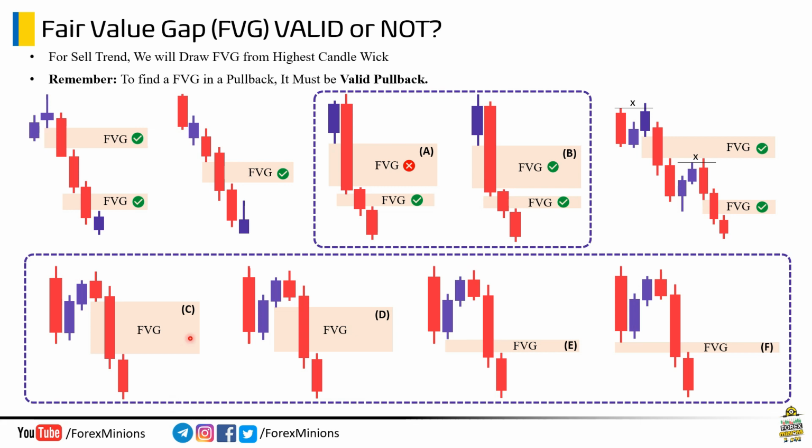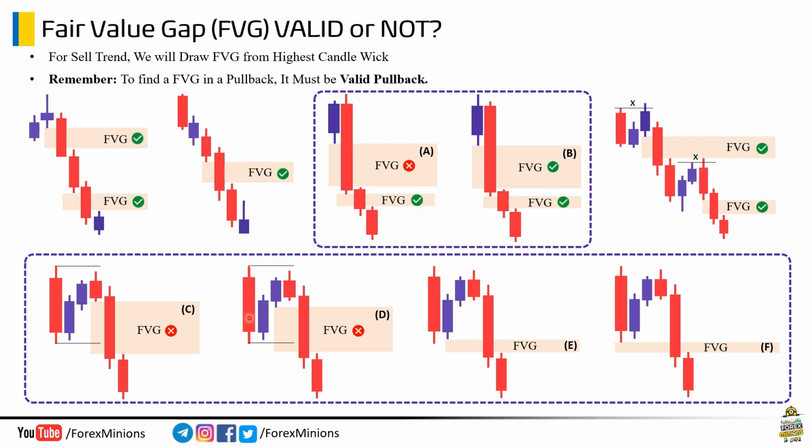Here, C is not a valid fair value gap zone, because the wick we used is not the highest candle's wick. Here, this first candle is the highest candle. You can check it by these horizontal lines. Similarly, D is also not valid. The reason is the same as discussed earlier. This is not marked from the highest candle's wick. The first bearish candle is the highest candle here.